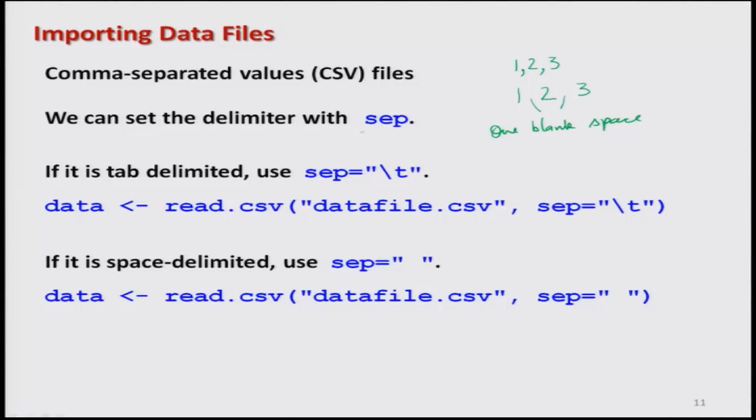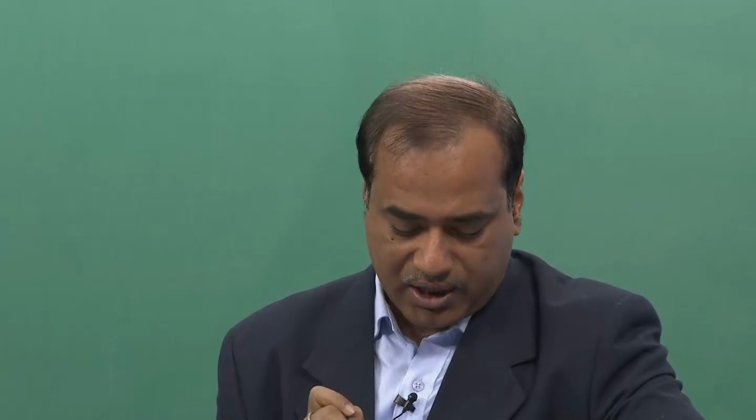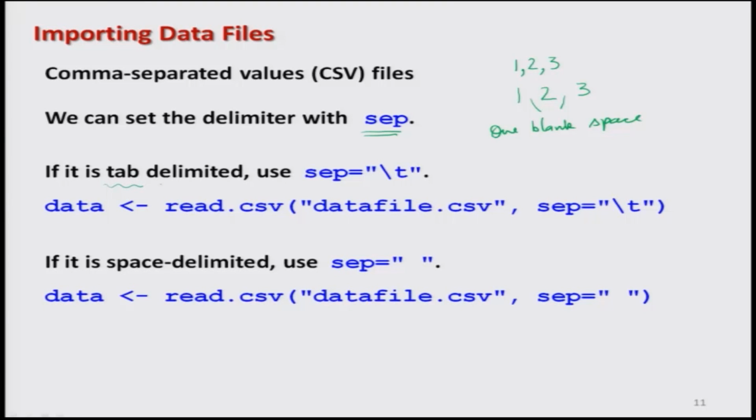For that we use a syntax here, SEP, which means separator. And suppose the values are delimited by a tab, tab is a key on your keyboard by which you move forward, right. So if the values are delimited by a tab, then we use SEP is equal to, inside the double quotes, and we write here \t. T means tab. So this shows that the values are tab delimited. The values are separated by tab.